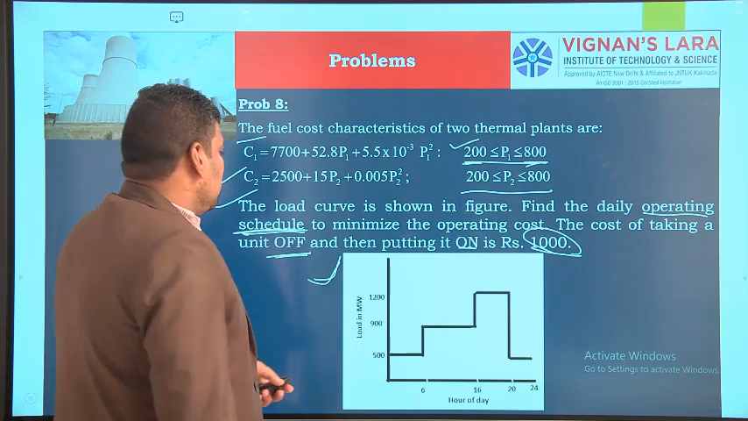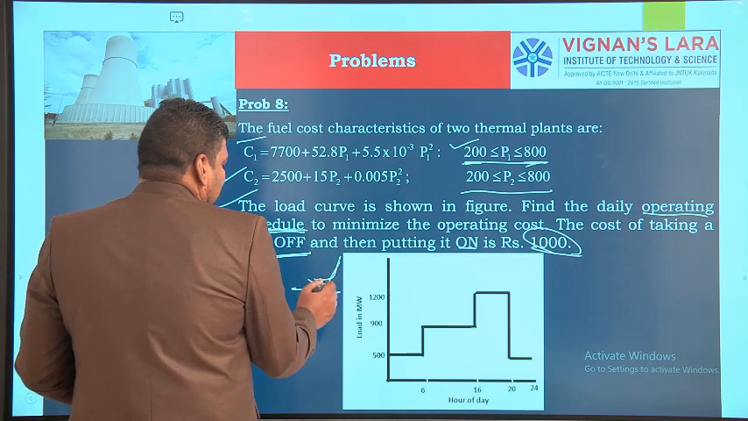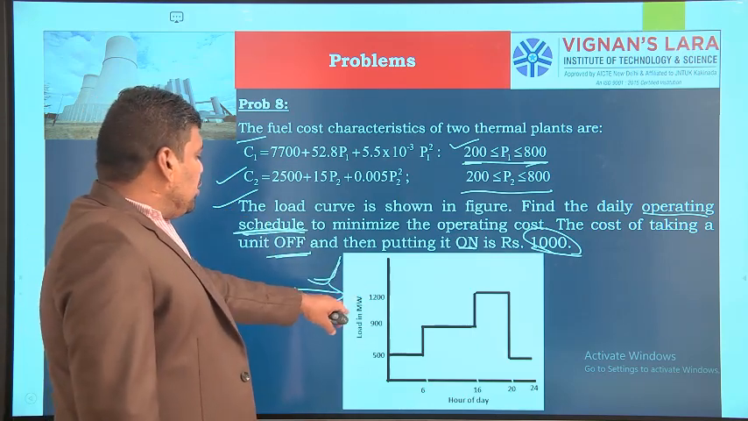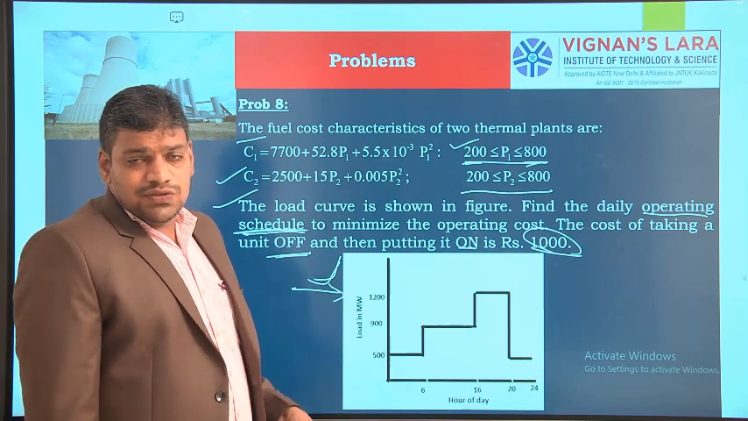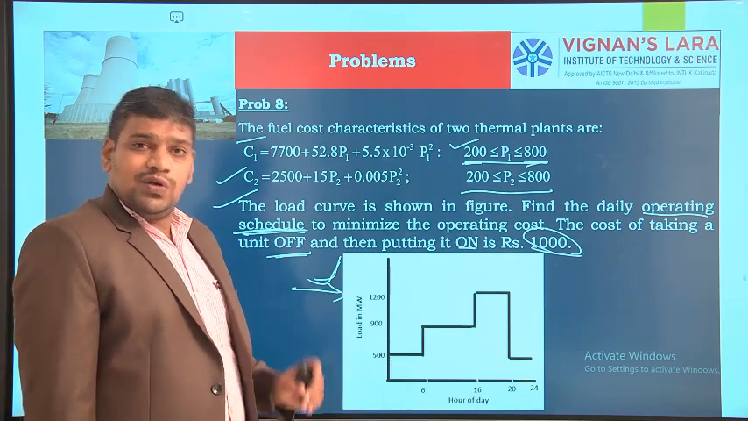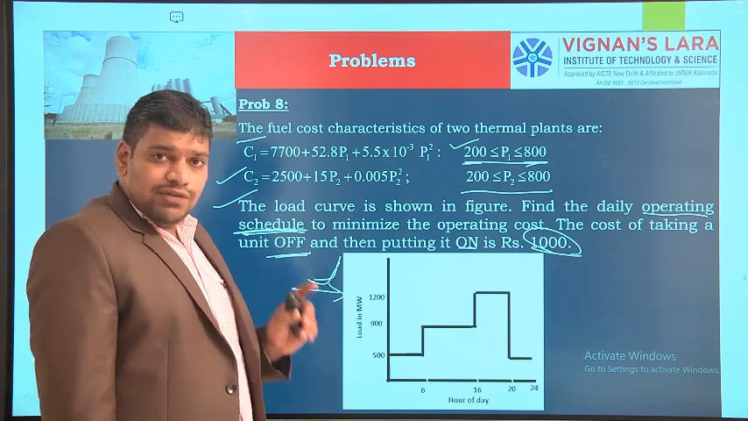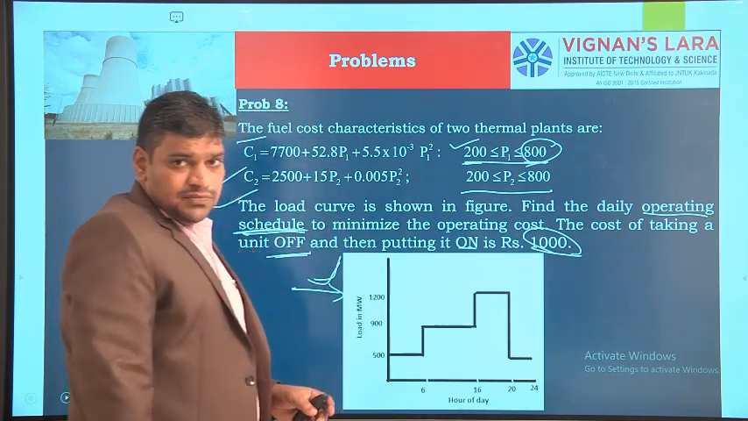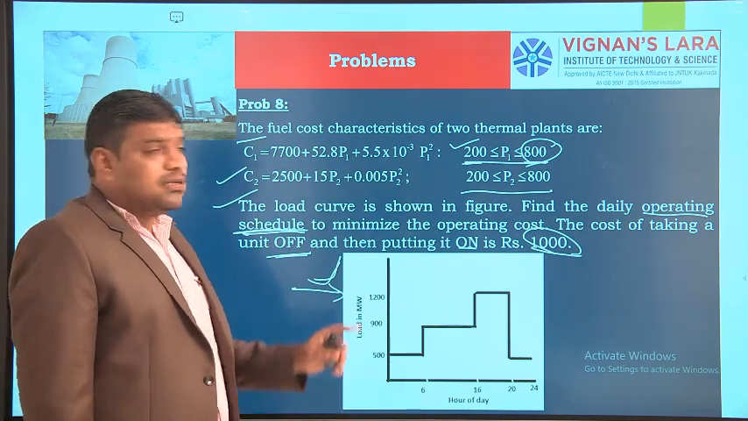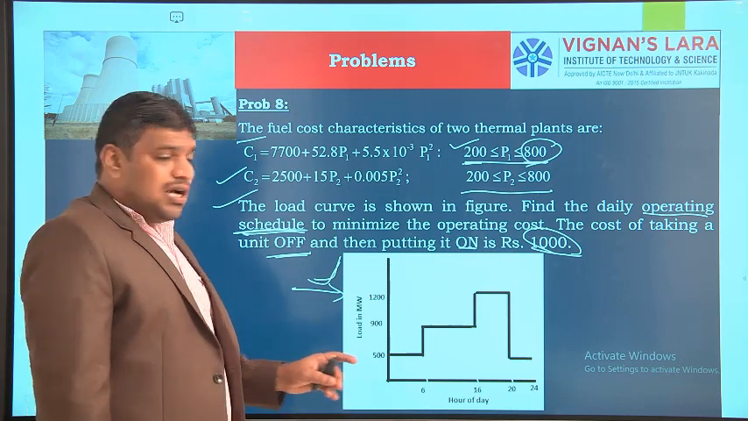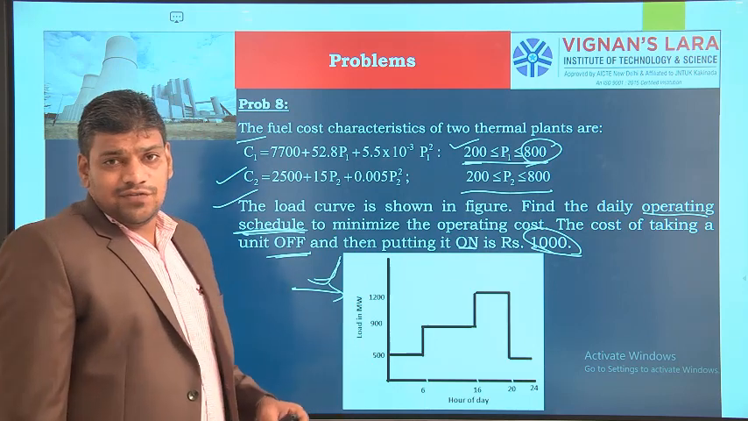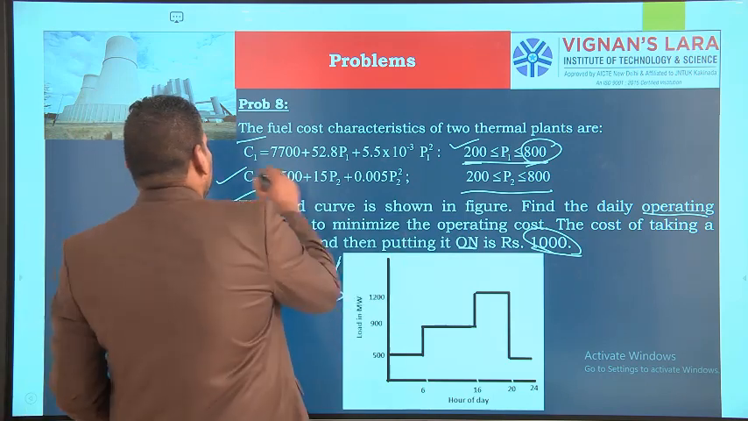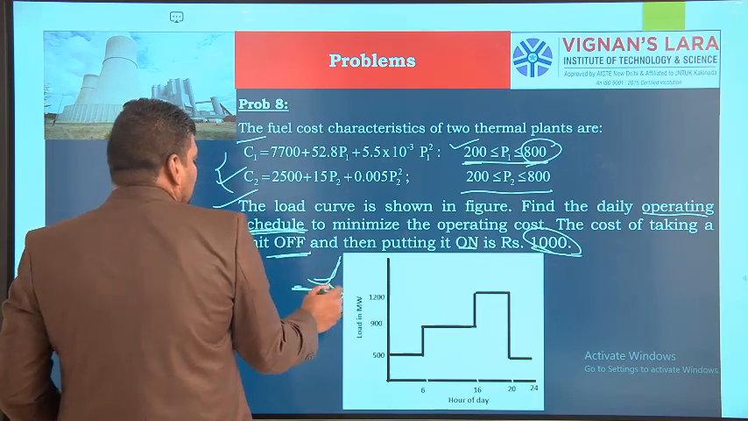For this, first we will take 1200 megawatts. When you consider 1200 megawatts, you need to make use of both the generators. For example, if you want to use only one generator, the maximum possibility for one generator is 800 megawatts. So it is not possible to meet 1200 megawatts of load by making use of a single unit. Therefore, you have to make use of both the units to meet a load of 1200 megawatts.